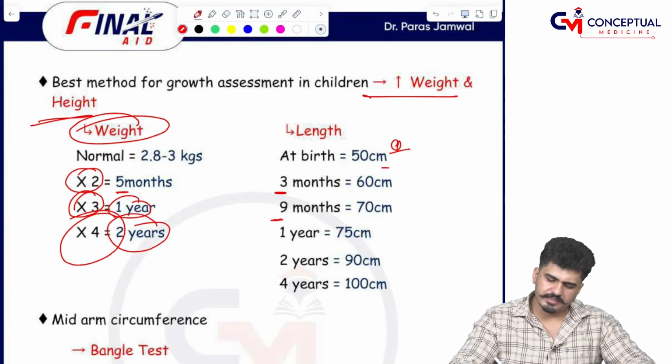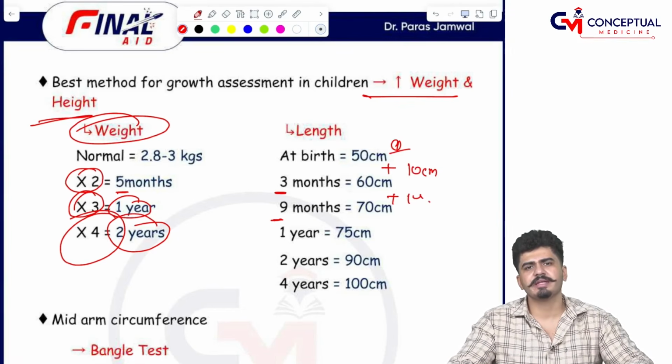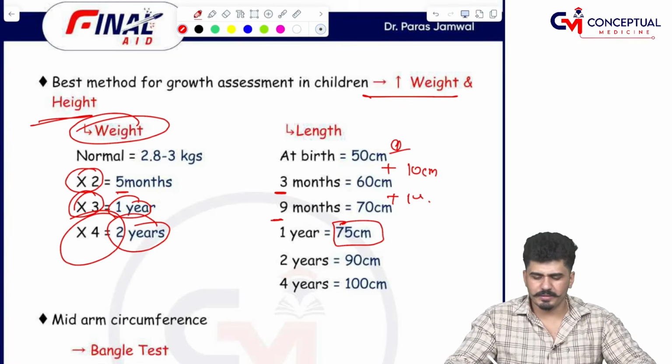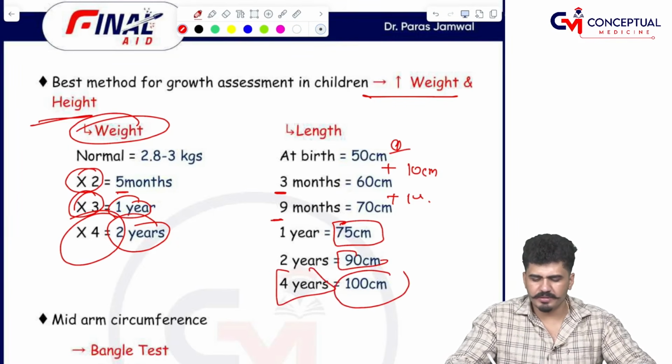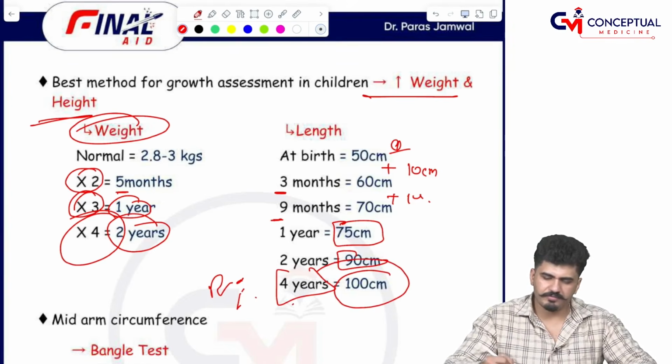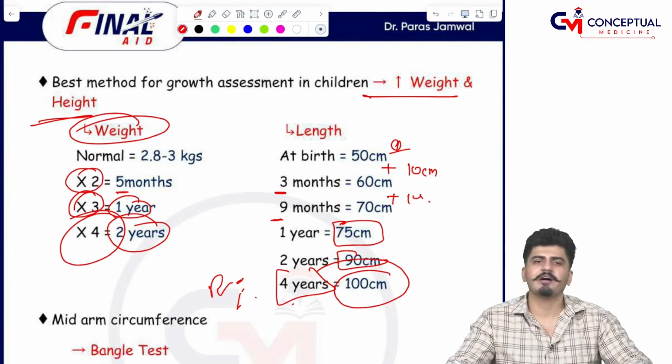Height increases by 10 centimeter, 10 centimeter, 10 centimeter. At 9 months it will become 70. After 1 year it will become 75. At 2 years it will become 90, and after 4 years it will become double. This again is an MCQ. When your height becomes double, remember it is after 4 years. When your weight becomes double, it is after 5 months.